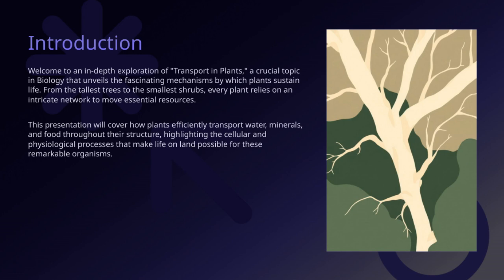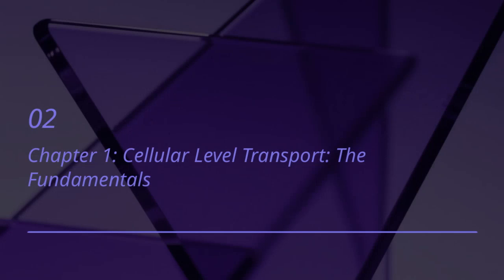From the smallest shrubs to the tallest trees, every plant depends on a highly organized network to move essential resources where they are needed most. So, let's dive into the fascinating mechanisms behind transport in plants and see how these processes support their growth and survival. Let's take a closer look at Chapter 1, which focuses on cellular-level transport and its fundamentals.